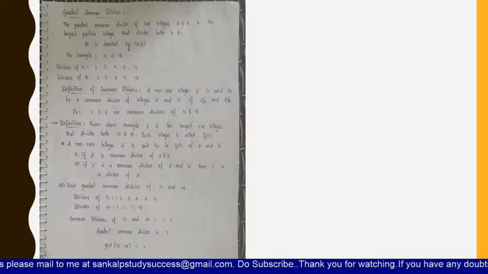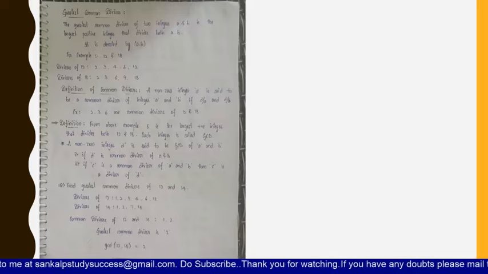Okay, clear? Now, coming into the most important one, the definition of common divisors. What exactly is it? We have discussed what GCD is, correct? The greatest common divisor of two numbers is the largest positive number that divides both the integers a and b.